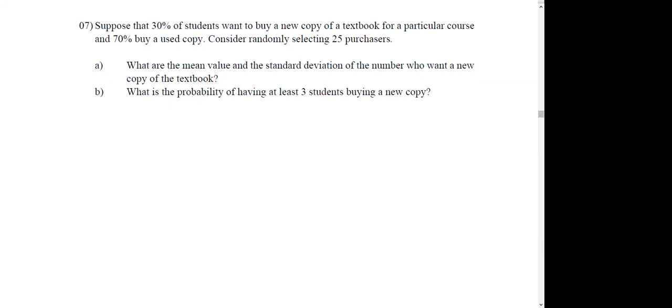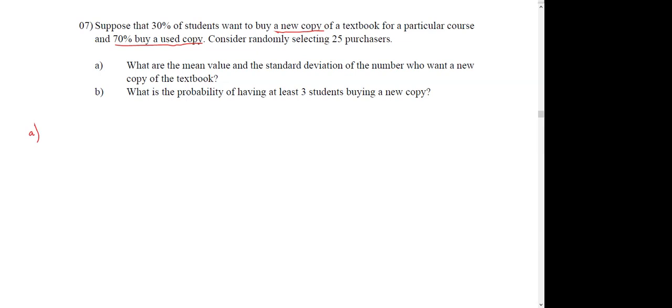Okay, question number 7. Suppose that 30% of students want to buy a new copy of the textbook for a particular course, and 70% buy a used copy. New copy and used copy. Consider a randomly selected 25. What kind of problem is this? Which distribution can you use?